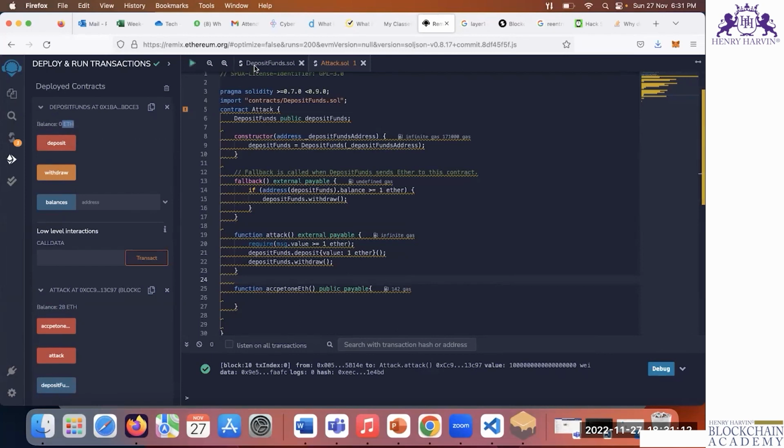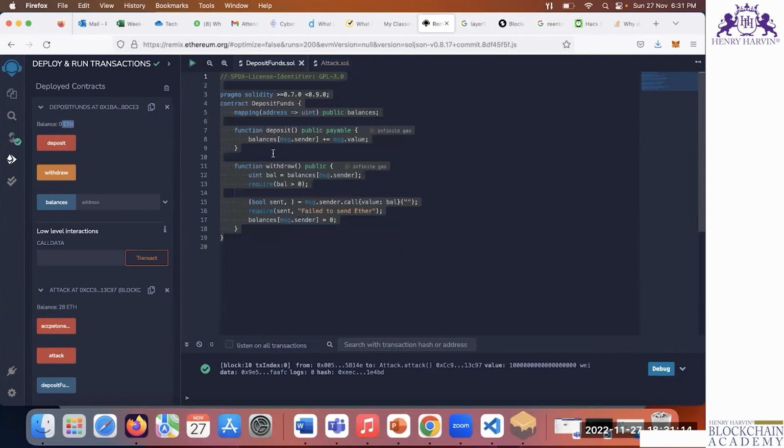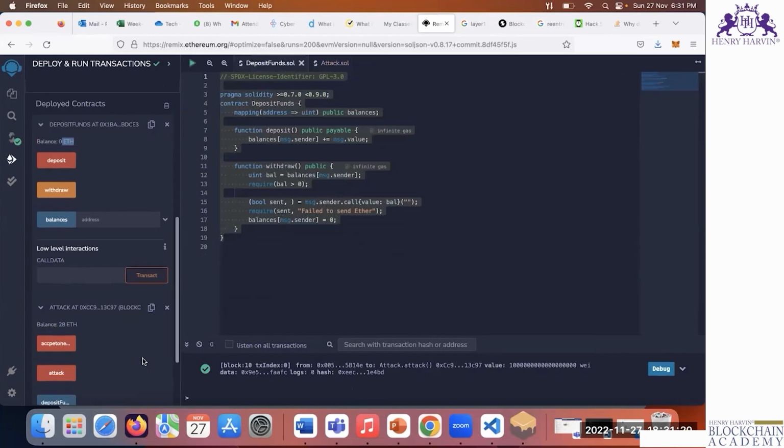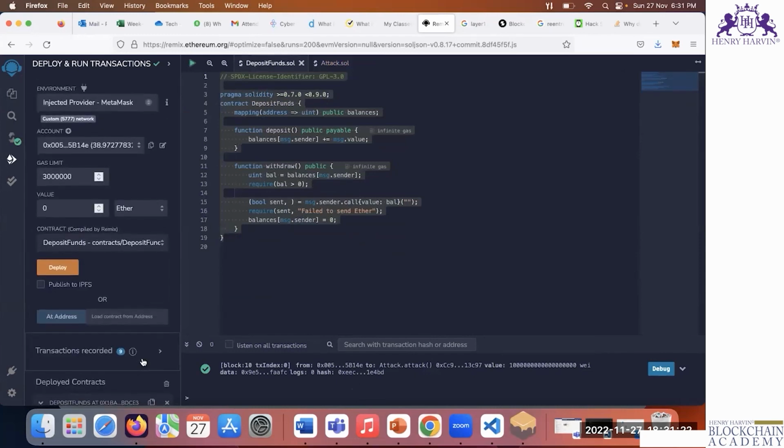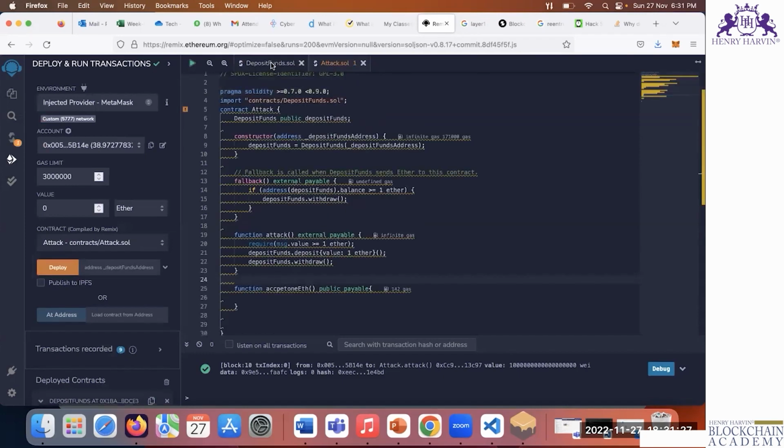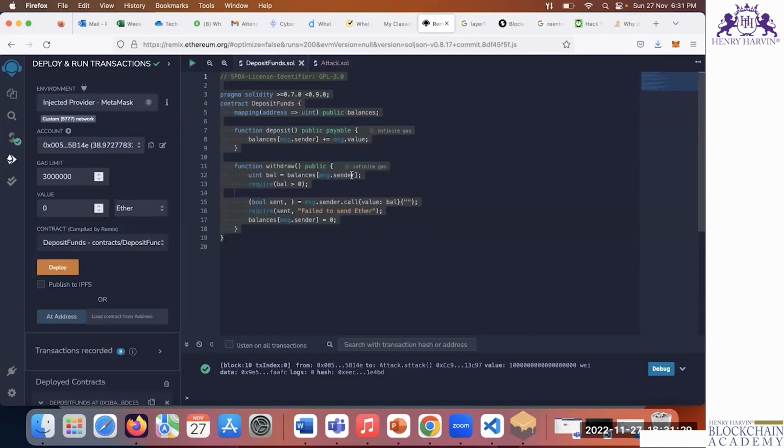It is because this deposit fund smart contract is highly vulnerable and we can use this type of attack. This attack is called a re-entrancy attack. So while you are writing a smart contract, it should be secure. Otherwise, this type of problem may happen. This is called a re-entrancy attack.